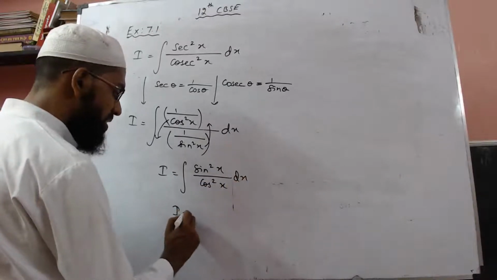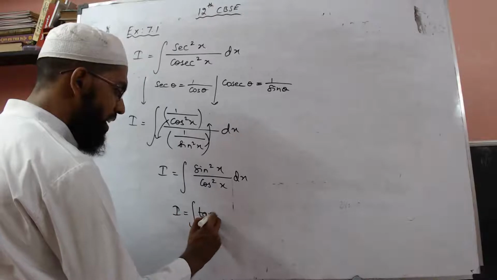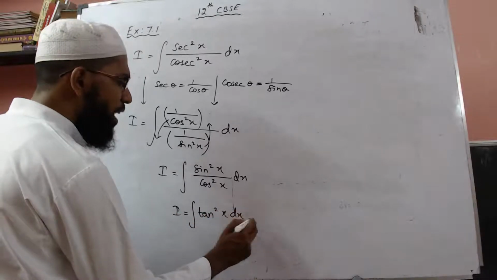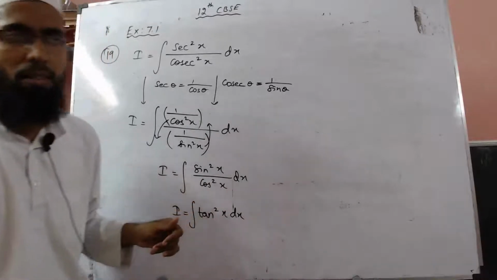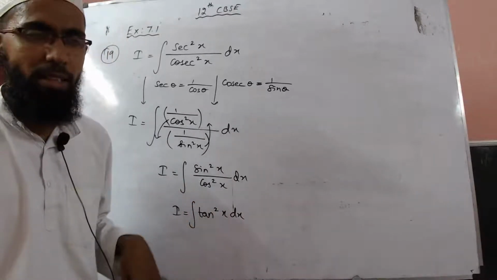Now what is sin by cos? Tan. So sin square by cos square is tan square x dx. Now I don't have any integral formula for tan square x. For tan x we have, log of mod of secant x, right?